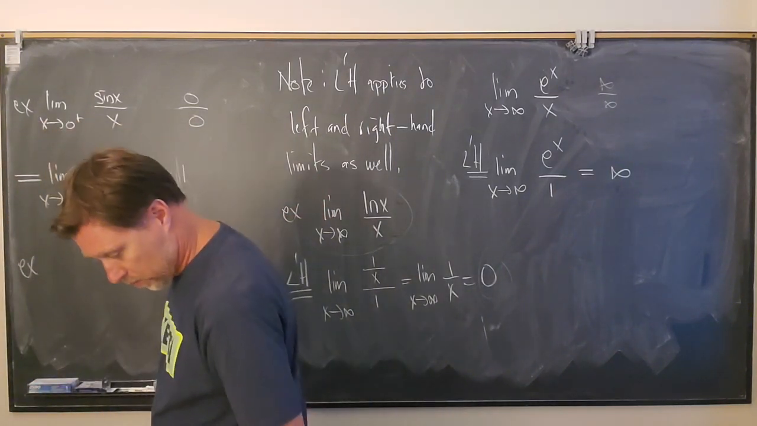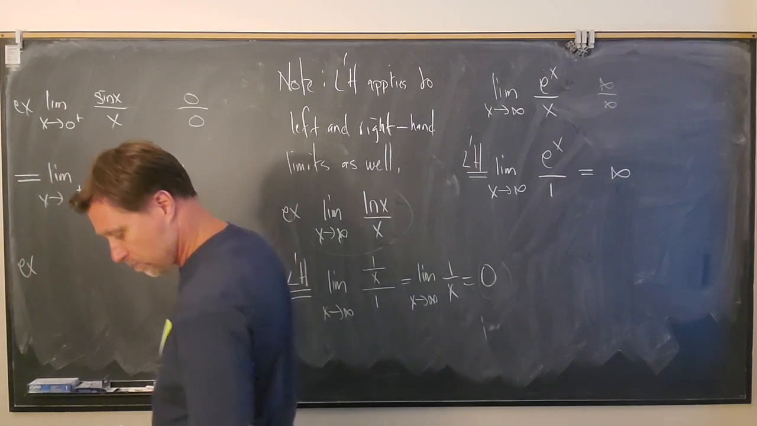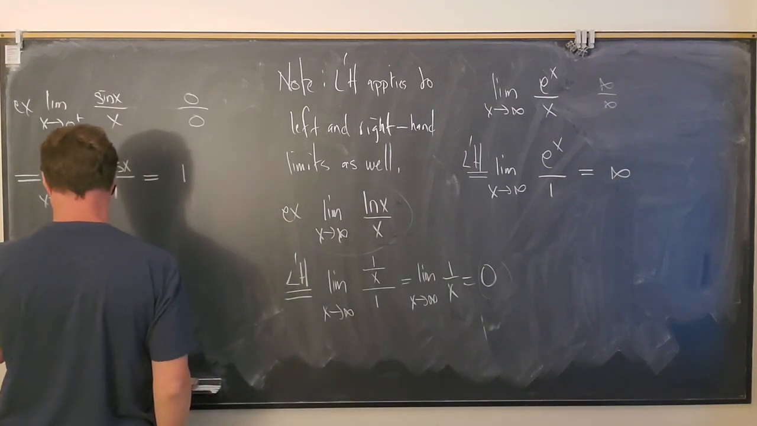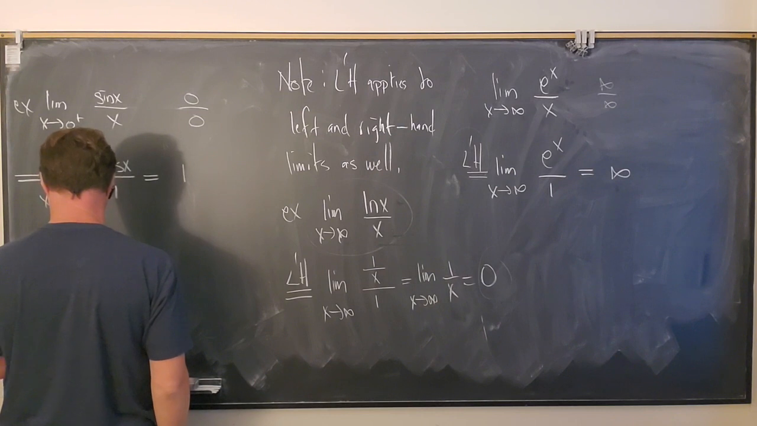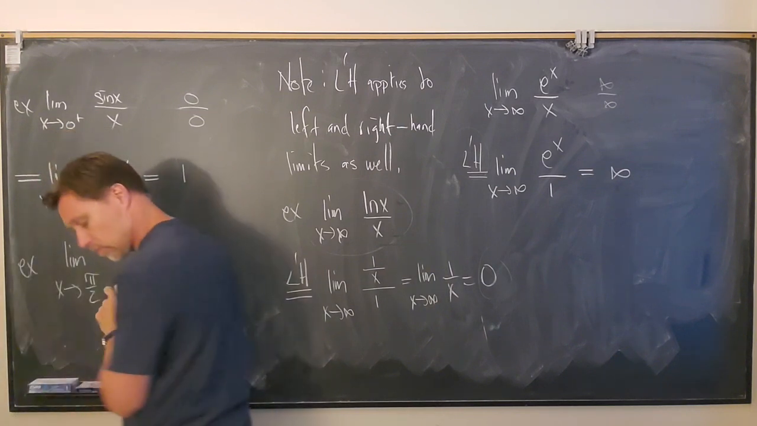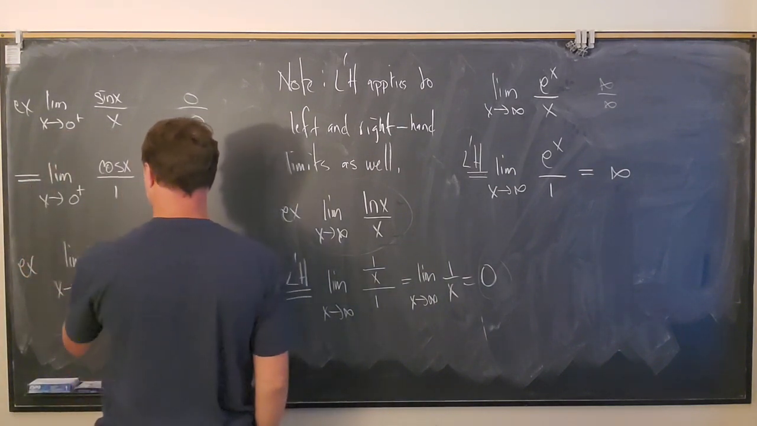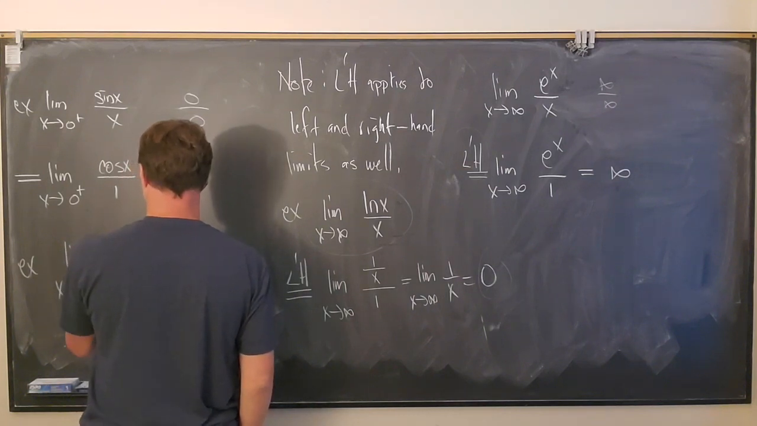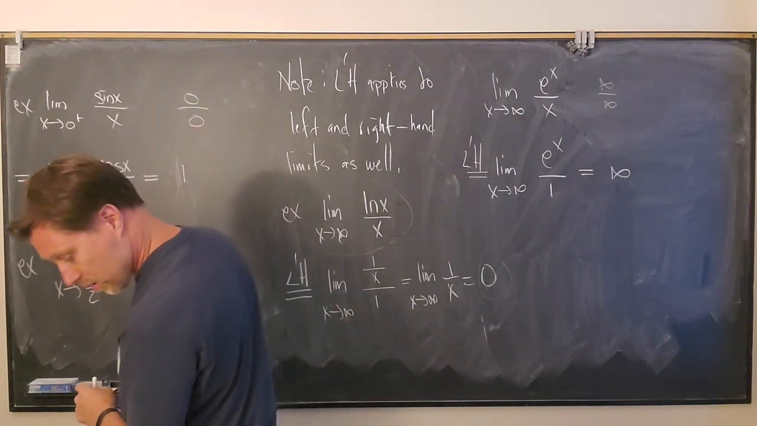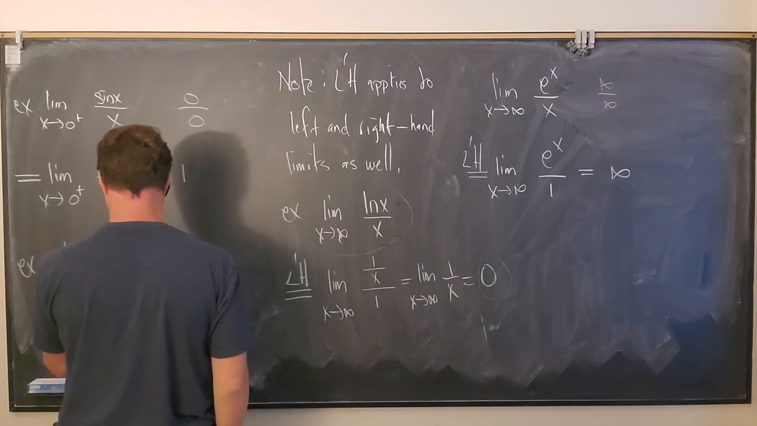Okay, another example. Let's do the limit as x approaches pi over 2 of 1 minus sine x divided by cosecant x.